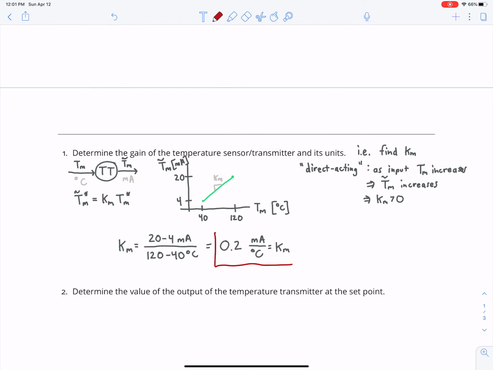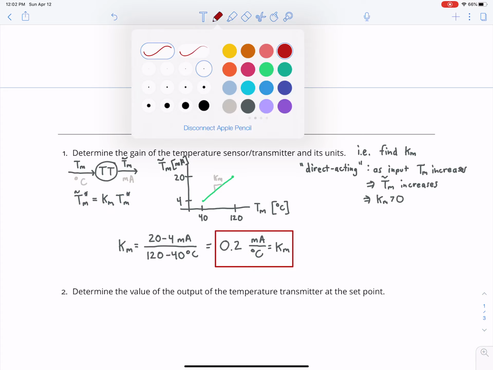And just to check the units, let's check the units real quick. So this has units degree C. If you hit it with the Km, the degree C cancels, and you get milliamps, which are the units of the output. So the units make sense. All right, so in words, let me write this down.